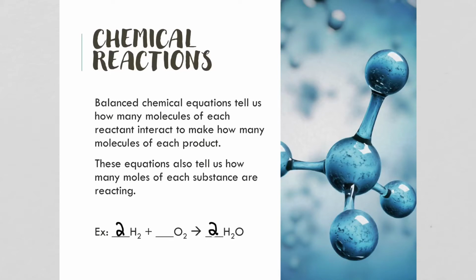So now there's 4 on the product side, so we'll need to put a 2 here to make 4 on this side. So what this equation is telling us is that 2 molecules of hydrogen interact with 1 molecule of oxygen to make 2 molecules of water. It's also telling us that 2 moles of hydrogen will interact with 1 mole of oxygen to make 2 moles of water. So these ratios are very important in the concept of stoichiometry.